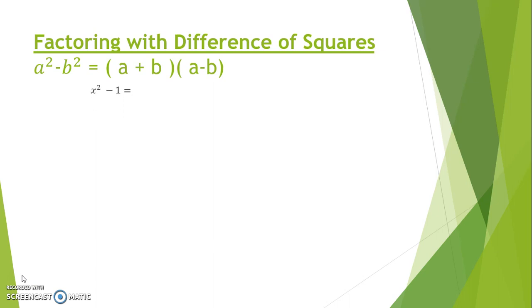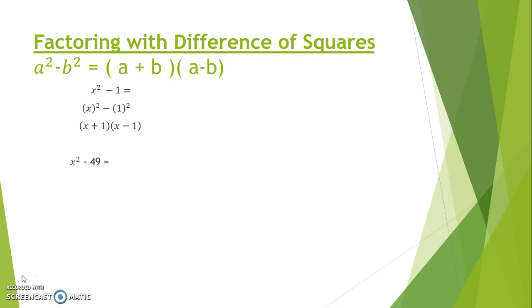So here's an example problem, x squared minus 1. Well, we know that x has been squared for the first term, but sometimes people forget that 1 is a perfect square too. 1, 4, 9, 16, those are all perfect squares. So what I really have is x that's being squared and 1 that's being squared. So with x being my a and 1 being my b, I would just plug it into the formula: x plus 1, x minus 1. If you were to FOIL that out, you would end up with x squared minus 1.